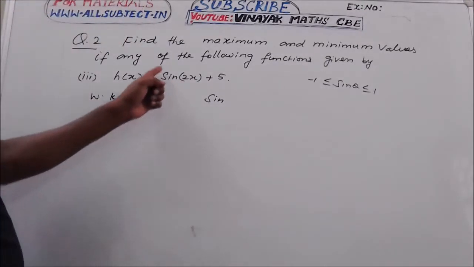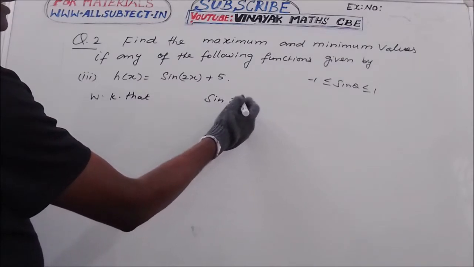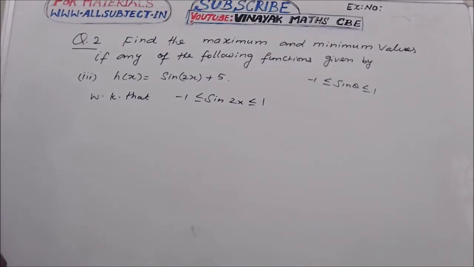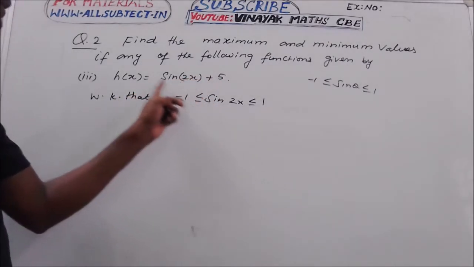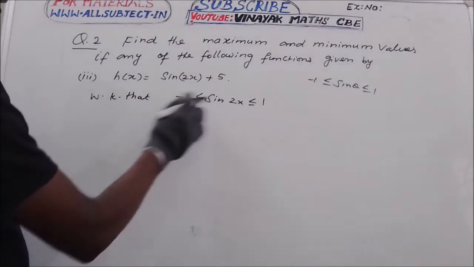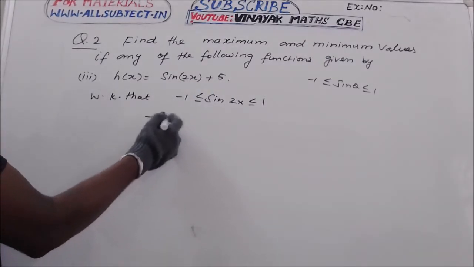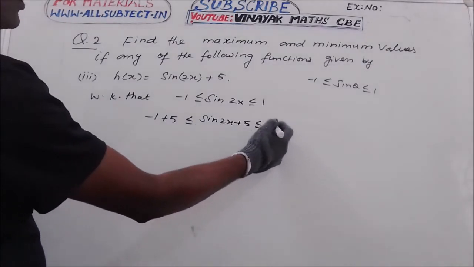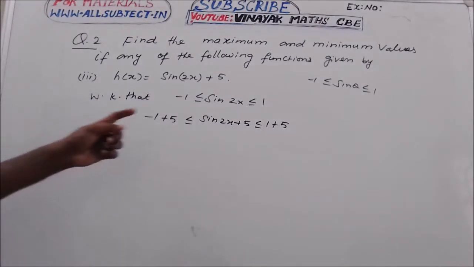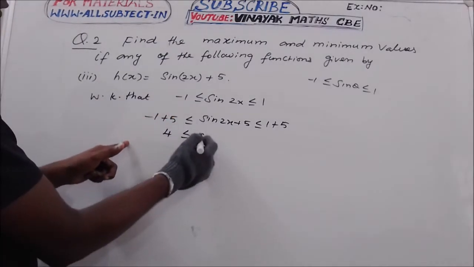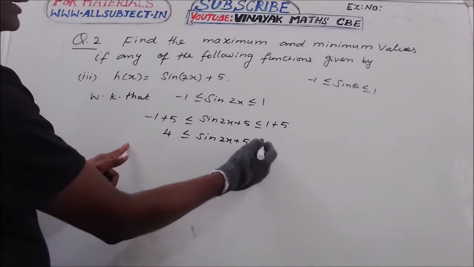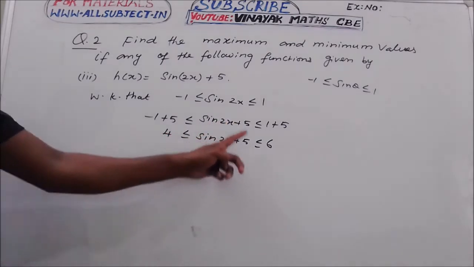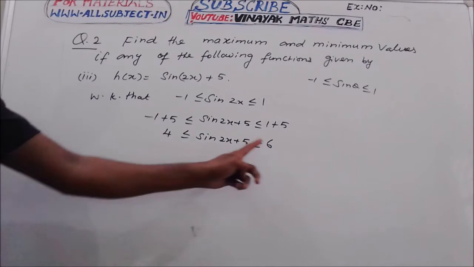By use of this result, sin 2x also has the range greater than or equal to minus 1, less than or equal to plus 1. Now plus 5 is added for h of x. So adding 5 to all three terms, minus 1 plus 5 is less than or equal to sin 2x plus 5, less than or equal to 1 plus 5. Simplifying, we get 4 less than or equal to sin 2x plus 5 less than or equal to 6.